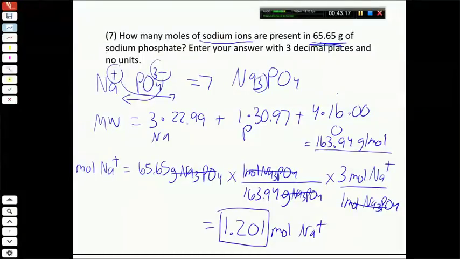That's the given mass of sodium phosphate. That's what we're starting with, the quantity we're starting with. We're trying to figure out the moles of sodium plus in that much sodium phosphate. All right, anything else? All right, moving on to the next one.